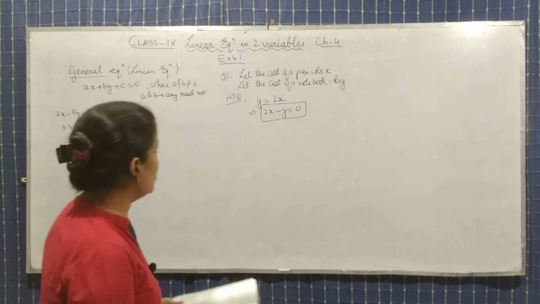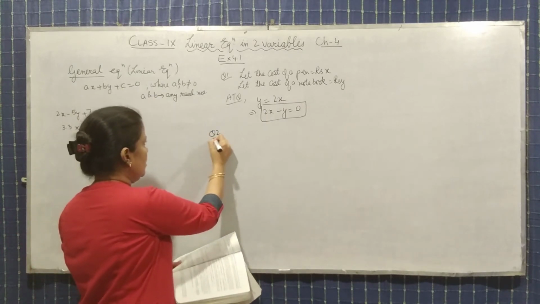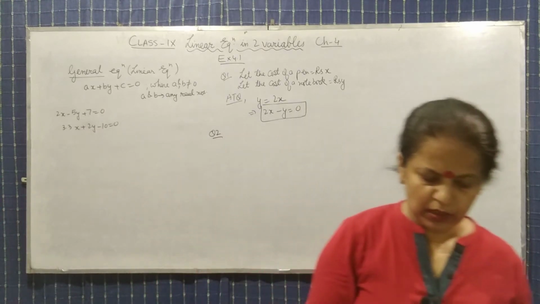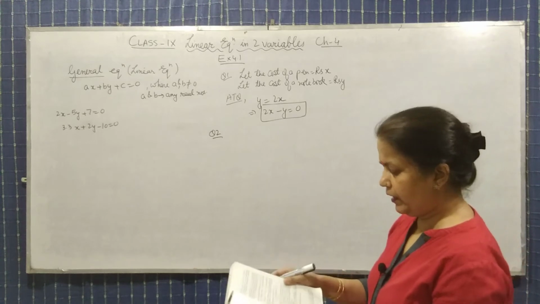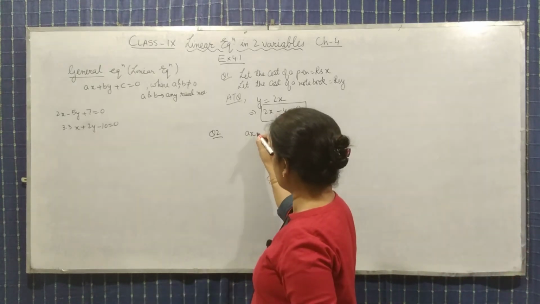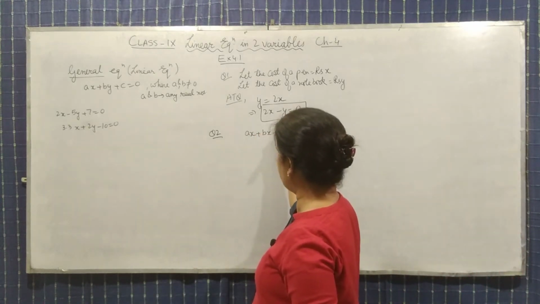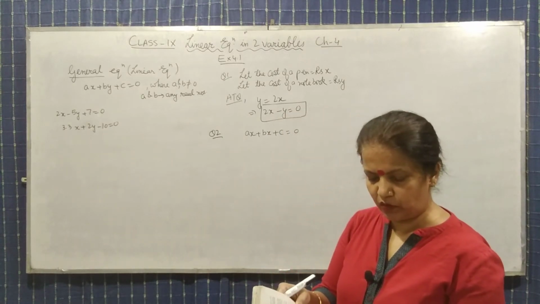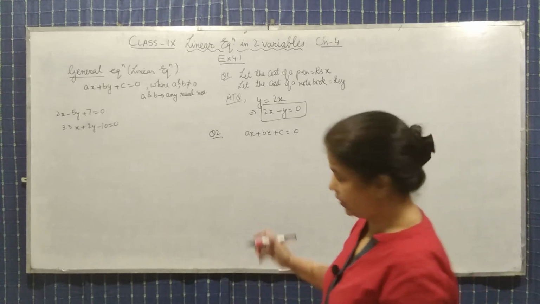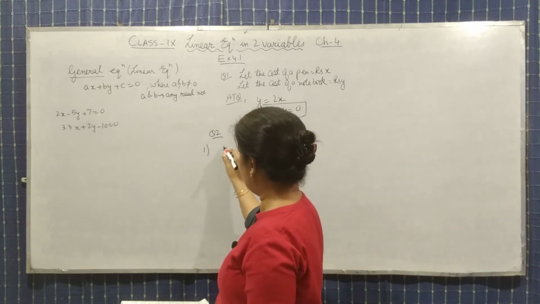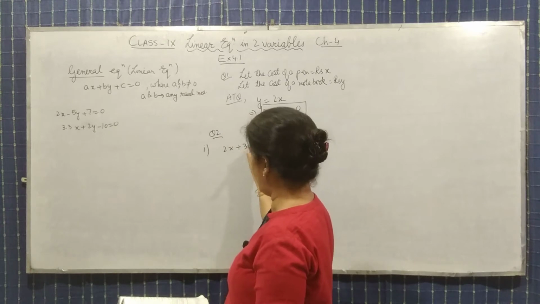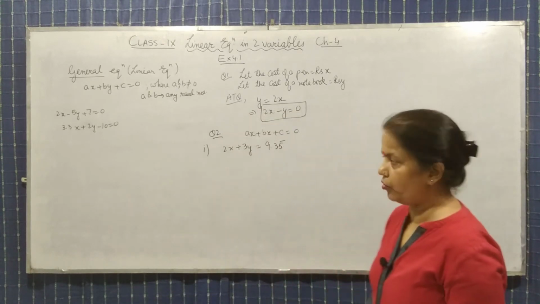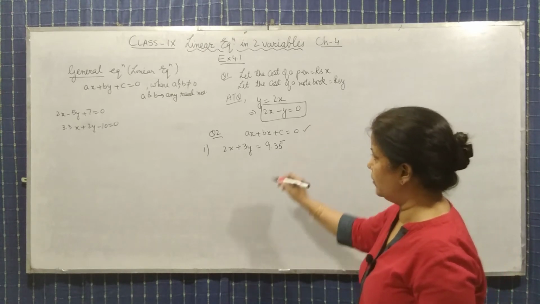Okay. Question 2. Express the following linear equations in the form of ax plus by plus c equals 0, and then find the values of a, b and c. First part: 2x plus 3y equals 9.35 bar. So write it in this form.